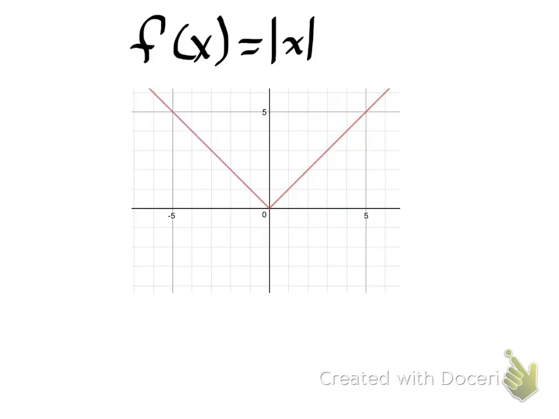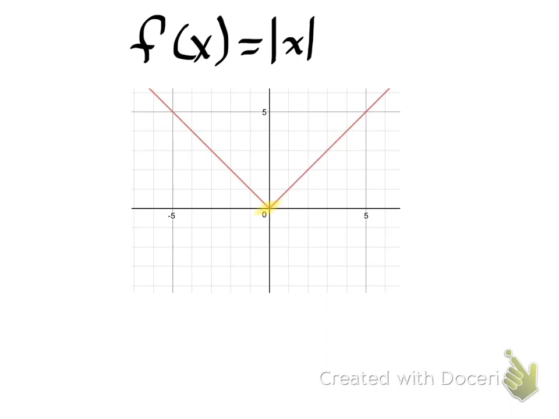The parent function has a vertex at the origin. On the right hand side it is going up, and on the left hand side it is going up. The lowest point we go to is 0, so the absolute minimum is 0, and the maximum is going to keep on going up. Our domain is all reals, but our range is from 0 to positive infinity.